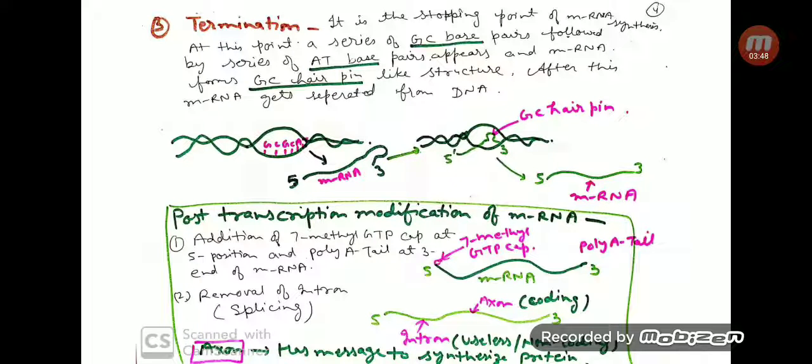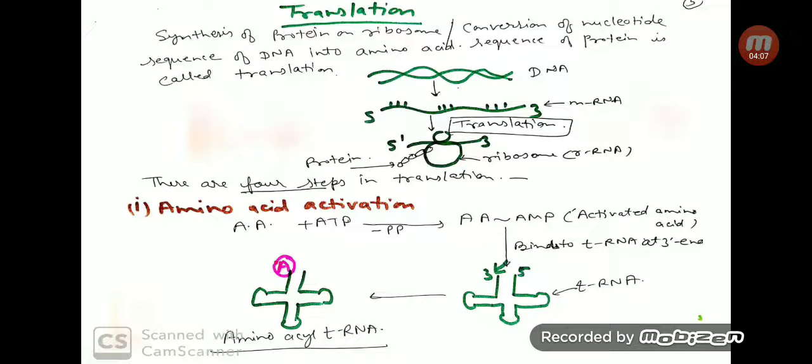end of the mRNA. And the second modification is removal of introns. This is also known as splicing. Introns are the non-coding part of the mRNA, whereas exons are the coding part. That means these have the message to synthesize protein. So it was all about transcription.